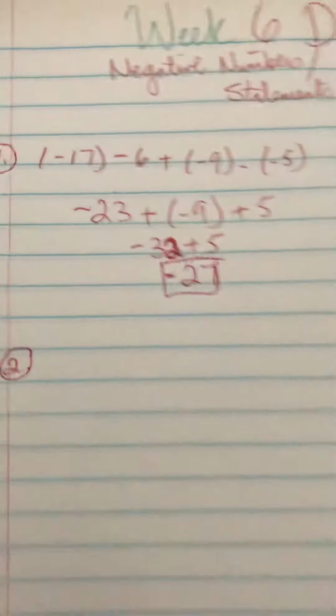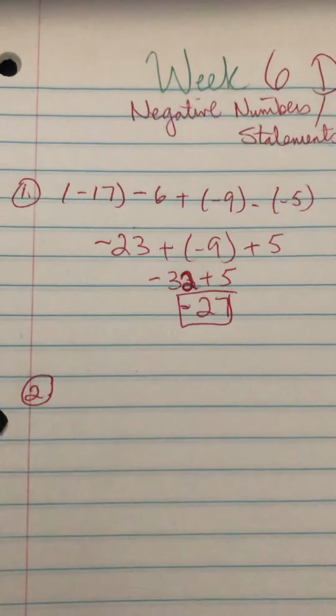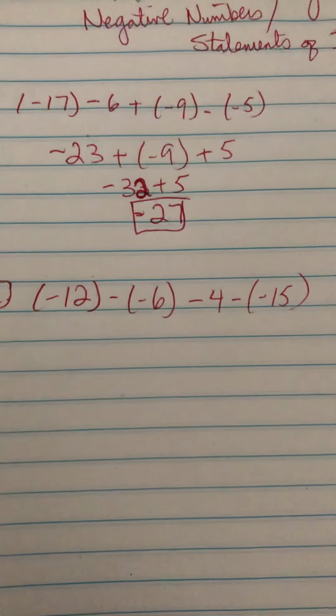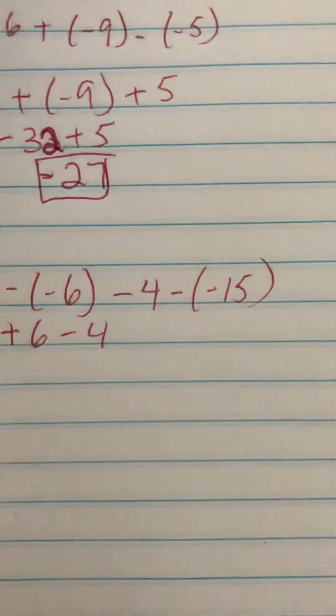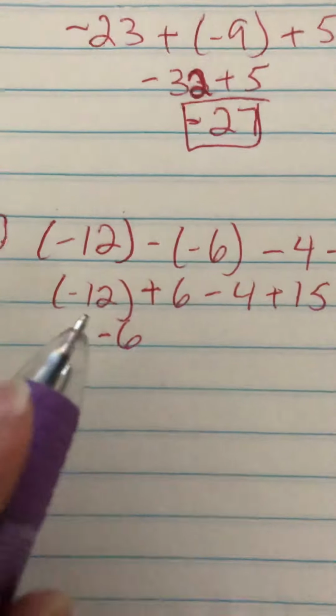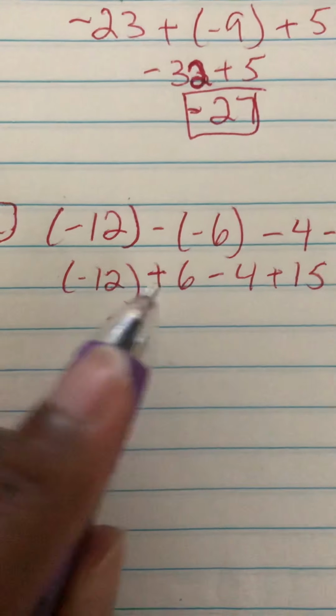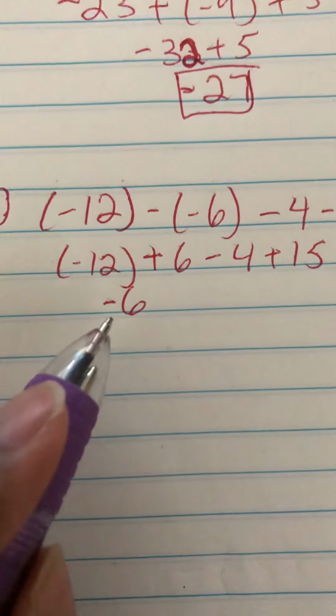So number 2. I'm going to rewrite it as negative 12 minus the opposite of negative 6, minus 4, minus the opposite of 15. Okay, now we just rewrite it. Negative 12, opposite of the opposite is always going to be plus 6, minus 4, opposite of the opposite again is plus 15. So now we have negative 12 and 6 is going to give us negative 6. We subtract. When we see something like this, we subtract and keep the sign of the bigger number. That's why we take 12, take away 6 is negative 6.